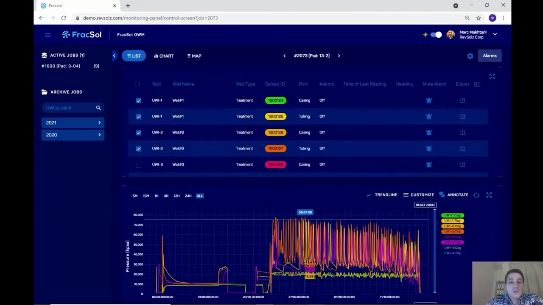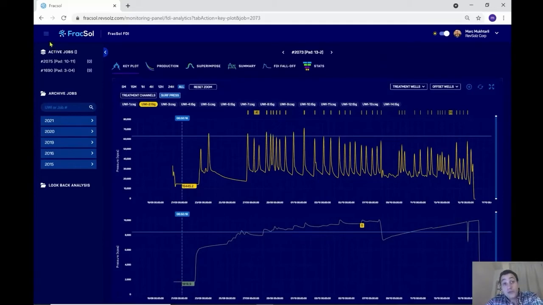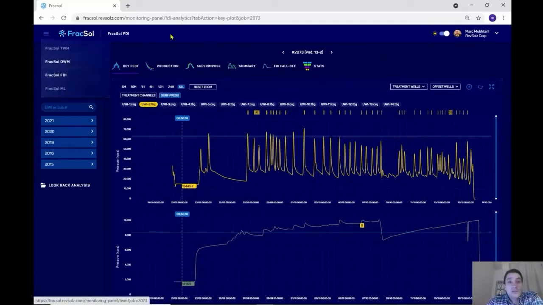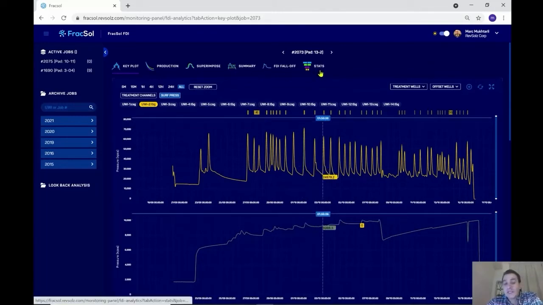So let's go to FDI. Once you analyze your TWM and OWM, let's go for the FDI. So right now we are in Fraxel FDI. We have selected Fraxel FDI, and you're going to be able to see several tabs right at the top, and you need to walk through each section until you get to the stats section.